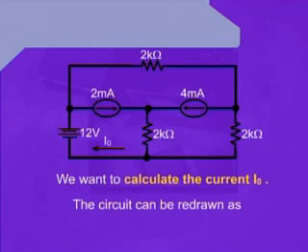We want to calculate the current I0 through the circuit. In the circuit, we can see one independent voltage source having a value of 12 volts and 2 independent current sources, one having a value of 2 milliamperes and the other one having a value of 4 milliamperes. These sources have been inserted into a resistive network.